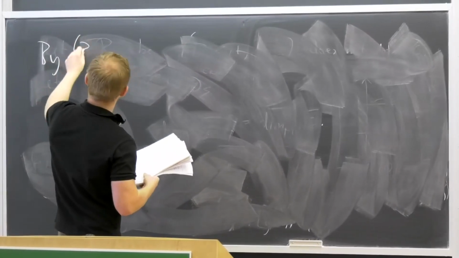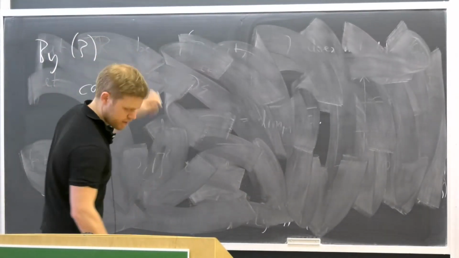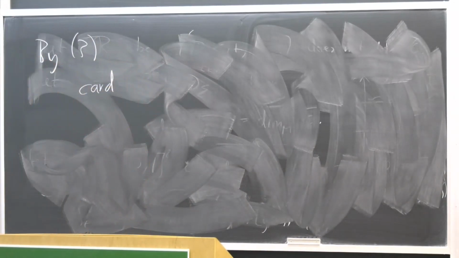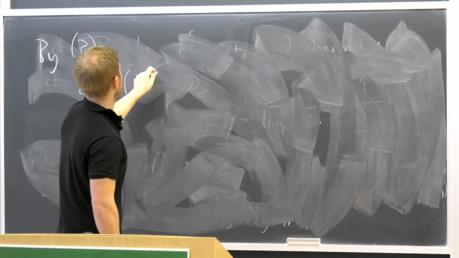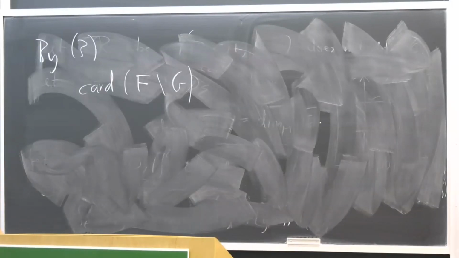So by 3, as I said, I want to say that the cardinality of F and G is almost the same. So I will take F and throw out G, and I will claim that the cardinality of that is small.